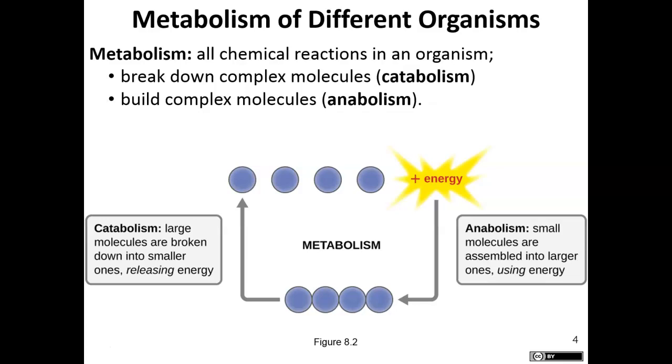They can be broken into two major reactions, either catabolic reactions, which break down molecules, or anabolic reactions, which build up molecules. So catabolism is the breakdown of large molecules into smaller ones, and in the process we release energy. Anabolic reactions then are the buildup of smaller molecules into a larger one, and we use energy. So catabolic reactions can drive anabolic reactions.